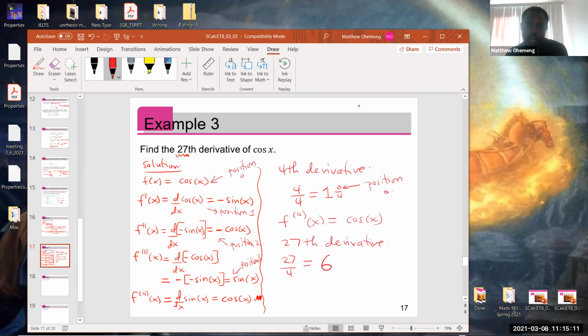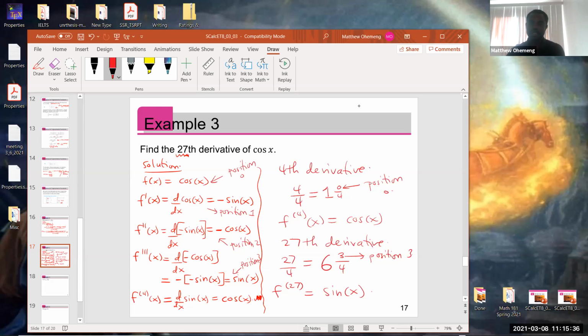So we have 6 as a whole number, and then what? After 24, how do you get 27? You add 3 over 4, right? That means that we are looking for position 3. And which one fits position 3? It's sine of x. So that means the 27th derivative is just sine of x.